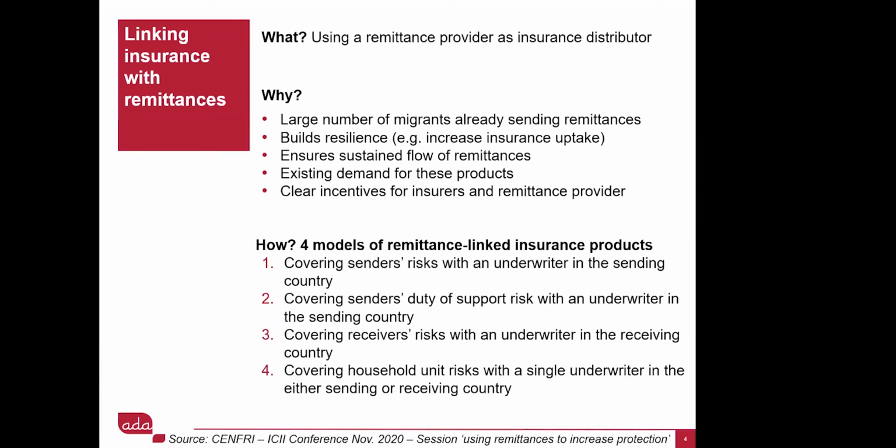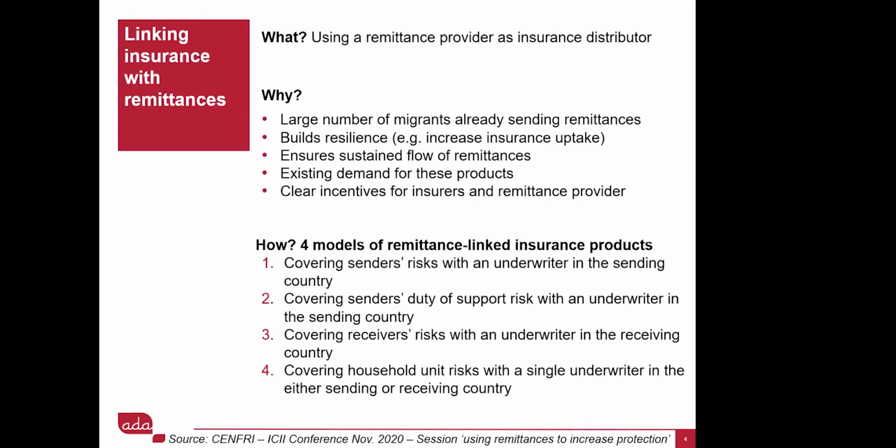So the idea is simple, and there are many reasons why it makes sense. As we saw on the previous slide, there are large numbers of migrants sending an enormous amount of money. There exists already a financial transaction that can be leveraged. So the migrant who is already sending money, there's a transaction there that could be leveraged to buy insurance. From the migrant side, there's a need to improve their risk management capabilities, and insurance can do that in some respect. And then the last point is from the incentive side of both organizations.